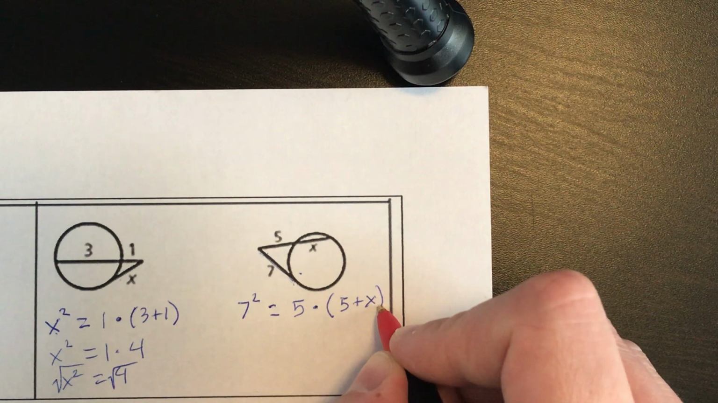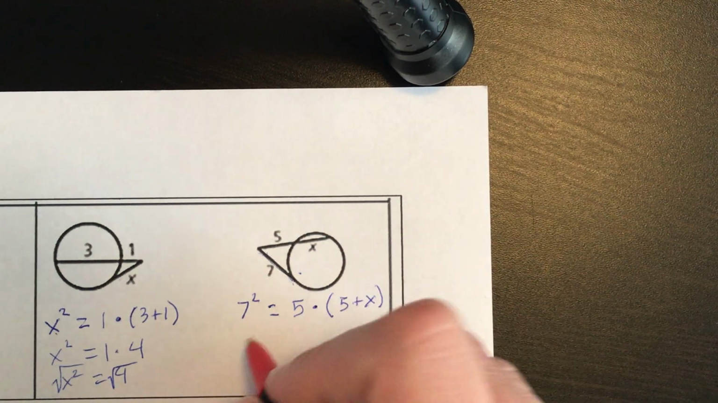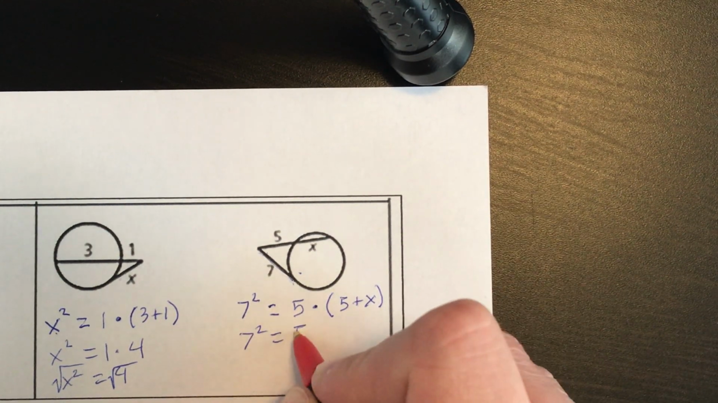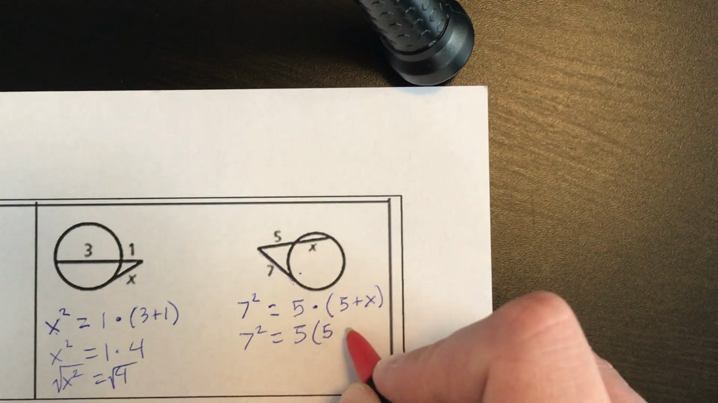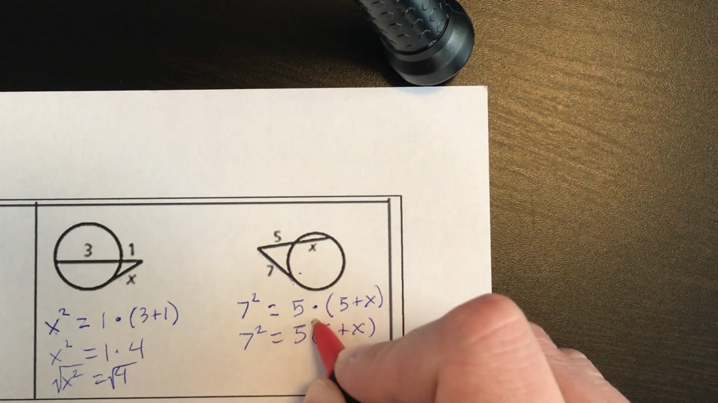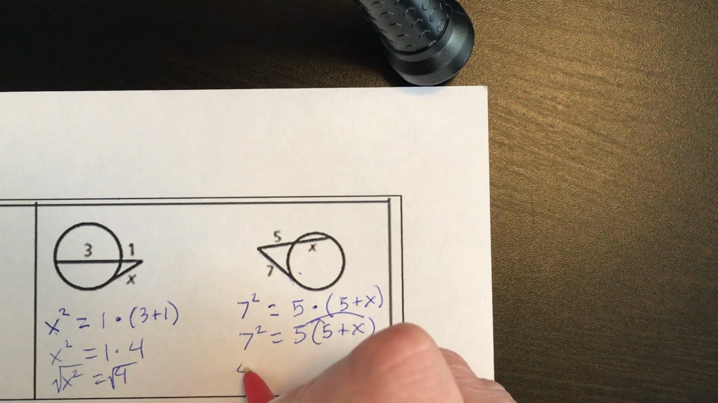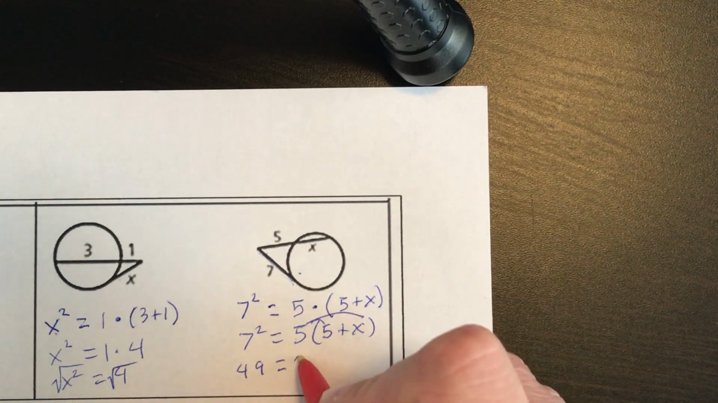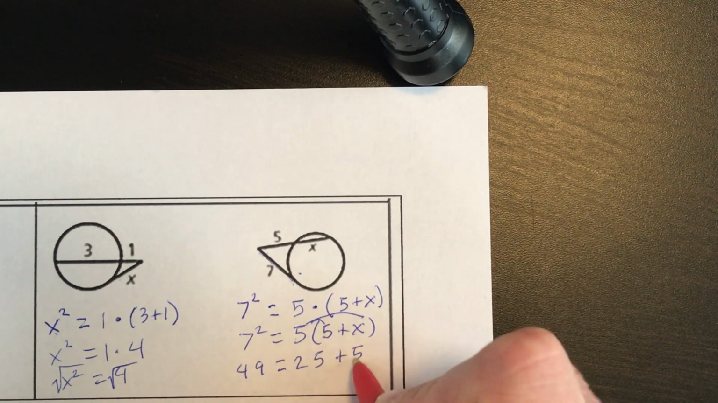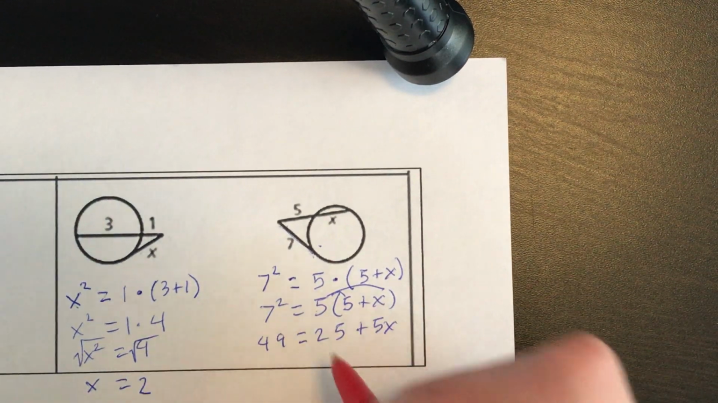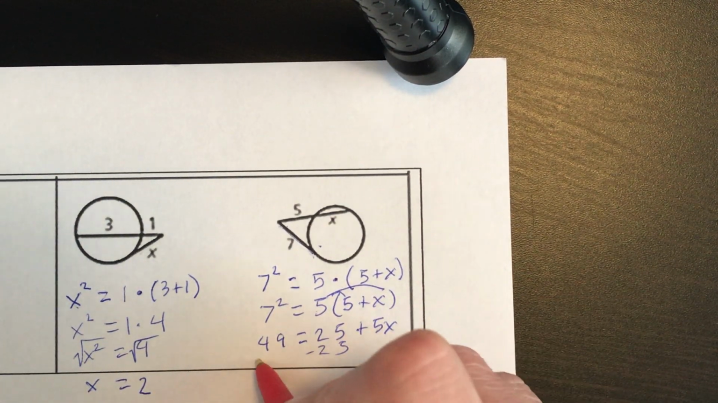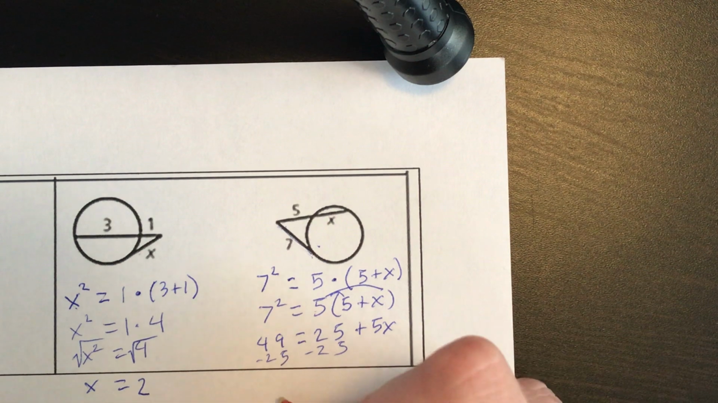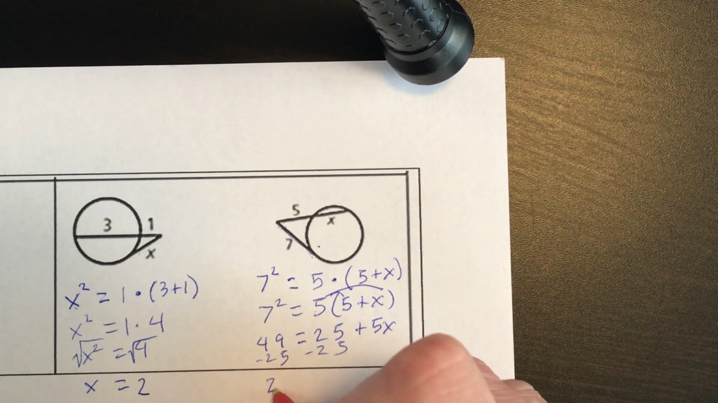Okay, so then from there, again, we got to distribute. So we rewrite this as 5 in parentheses, 5 plus x, and we need to distribute. So this is 49 equals 25 plus 5x. And then it becomes just a normal solving problem. So we subtract these, we get 24.